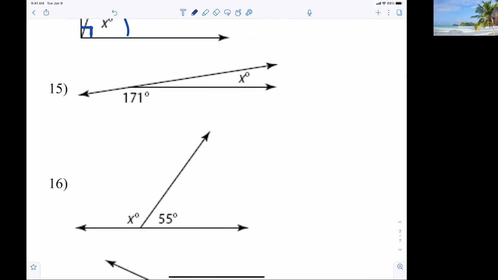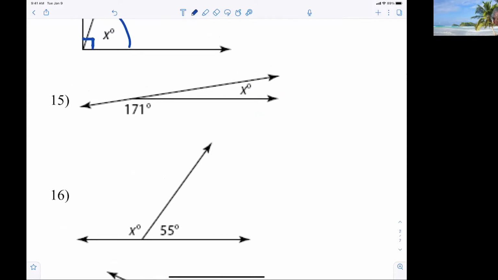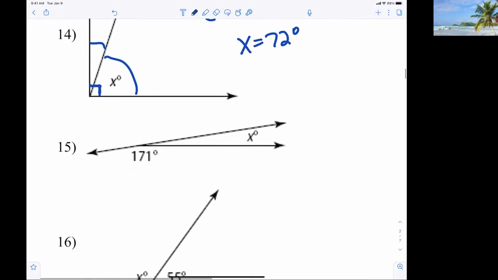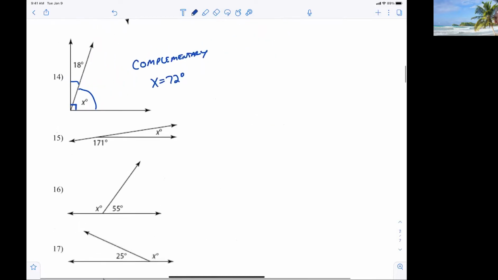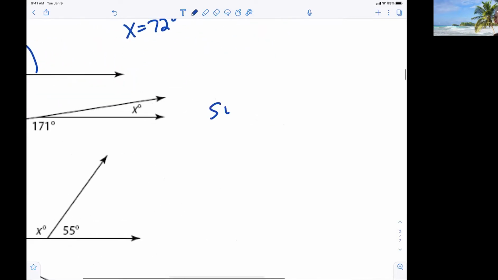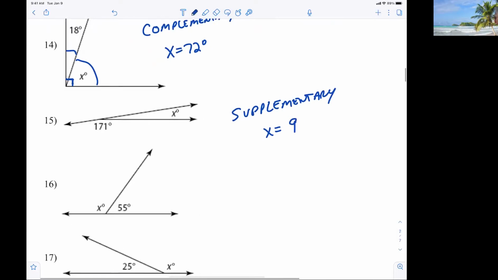Eddie, you're up. So what's true about those two angles, number 15? What are they called? Now remember, the one up here is complementary. So what is this one probably? Supplementary, because they add up to what? Yes, sir. All right. So everybody's going to put supplementary. And so Eddie, what would X be? 9 degrees. Yes. I'm happy with that.